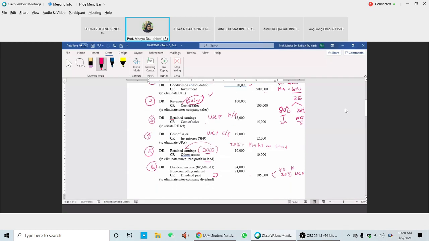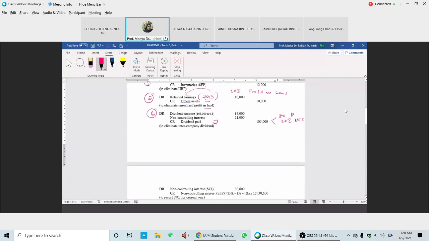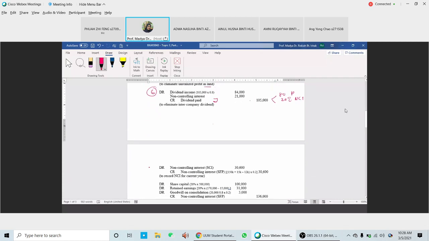So the next one, we're going to look at the journal entry. The next journal entry here is to record the share of profit in Jebat for NCI. So the share of profit in Jebat for NCI here.